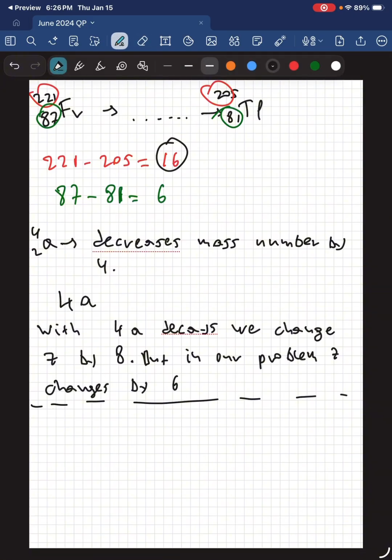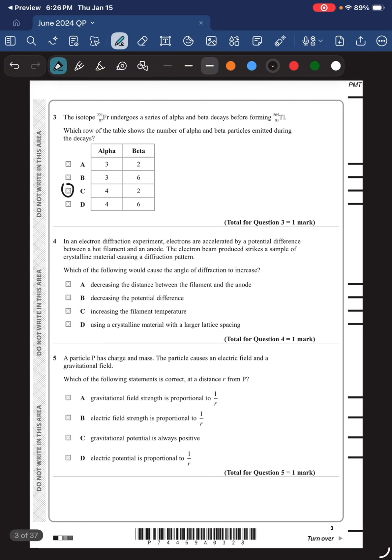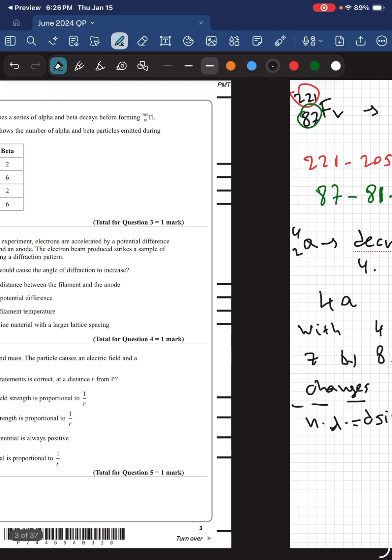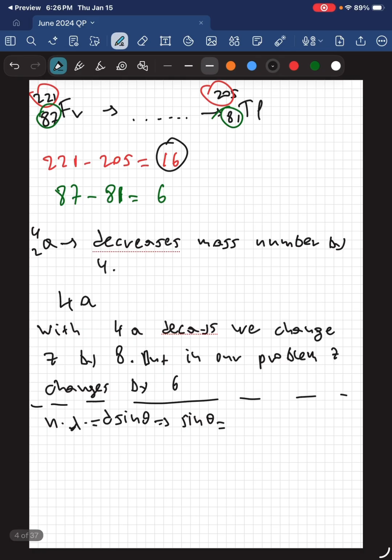So, n times lambda should be equal to d sine theta, right? So sine theta for diffraction patterns. And by the way, for students who are taking the international exam, this is irrelevant to you. For units 4 and 5, okay? No question like that will ever appear. So sine theta is n times lambda over d, okay?